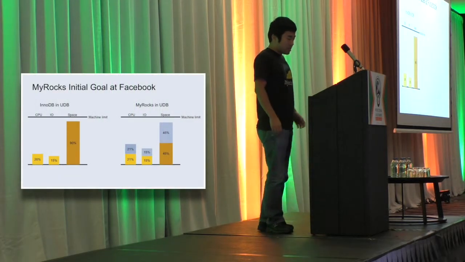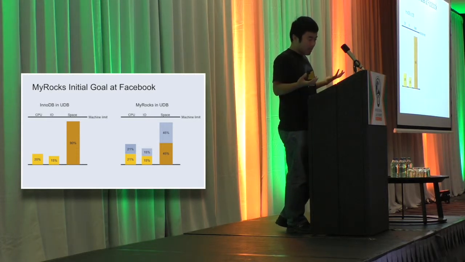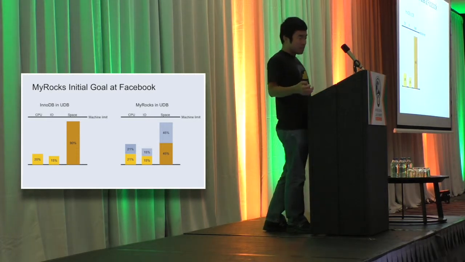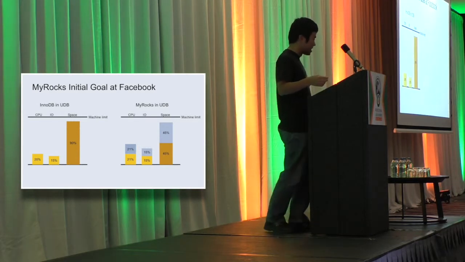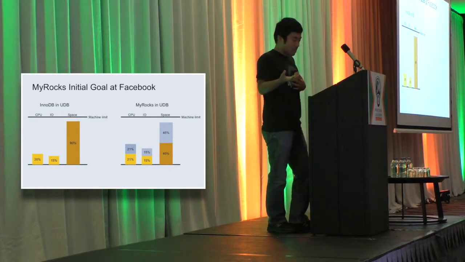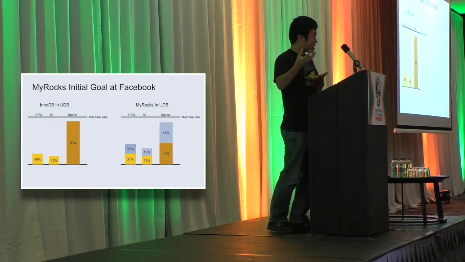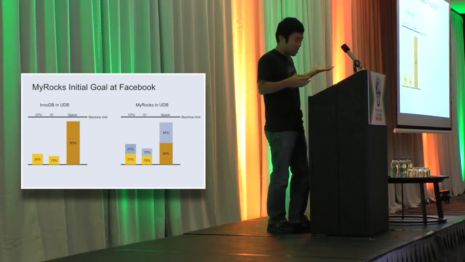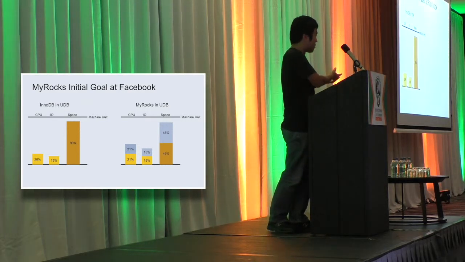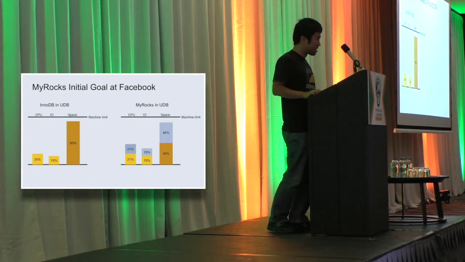MyRocks' initial goal at Facebook was reducing space. This is a brief image of the InnoDB UDB. CPU utilization and I/O utilization are both very small, but it's completely space-bound, using about 90% of the storage devices. This means even though there is plenty of CPU and I/O capacity, we cannot add more data because it's constrained by space. We wanted to change that.